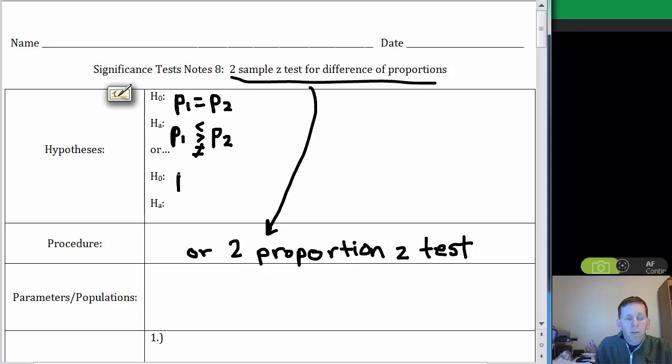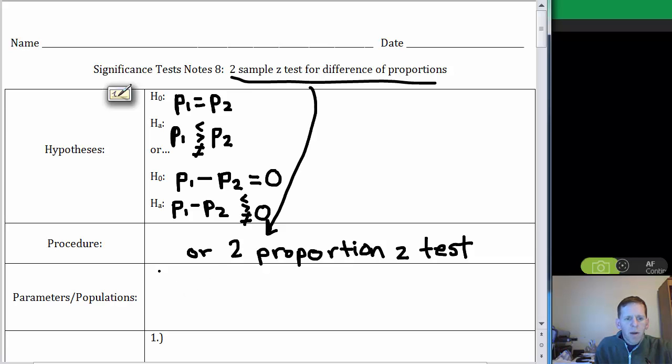Another way of saying there's no difference between the proportions is to say that when you subtract them, the difference is 0. Or on the other hand, when you subtract the 2 proportions, you get something that is less than, or greater than, or just not equal to 0.